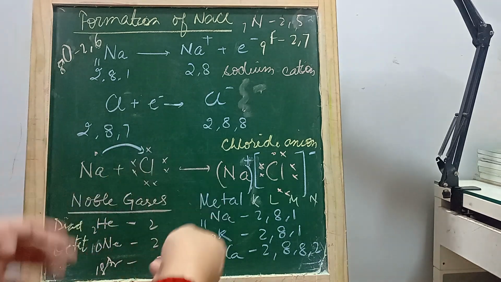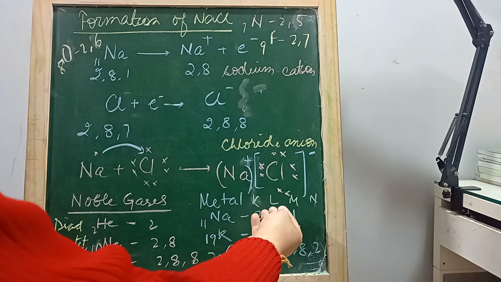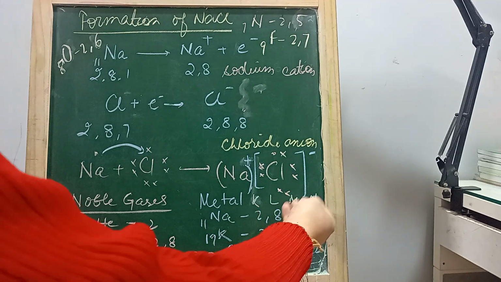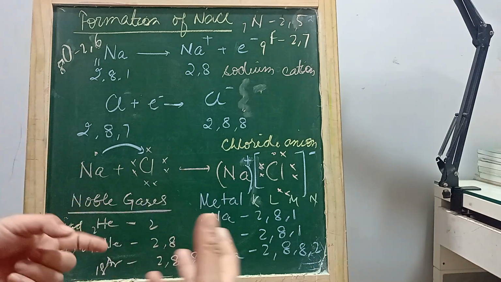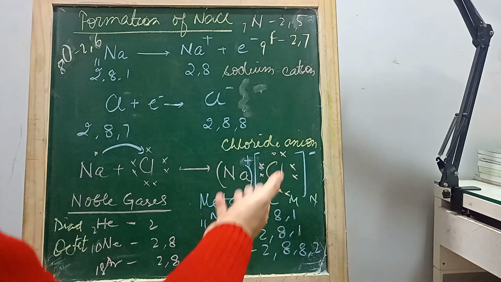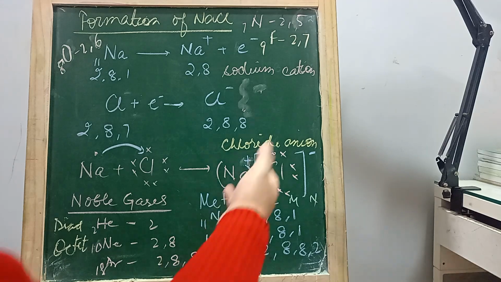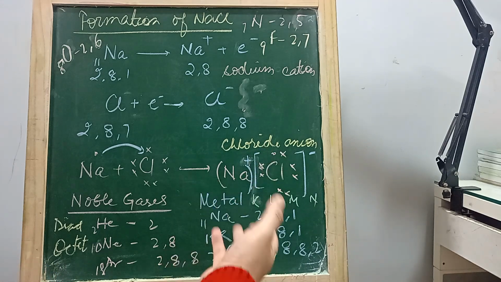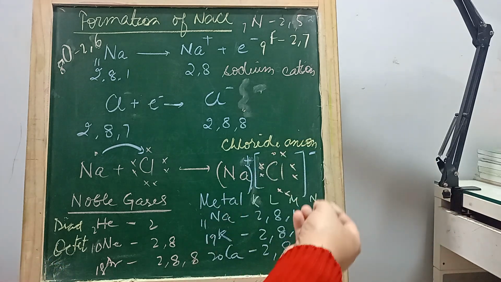You know, in an atom there are different shells known as K shell, L shell, M shell, and then N shell. The number of electrons that can be accommodated in a particular shell is different. For example, in the K shell there can be a maximum of 2 electrons. In the L shell there can be a maximum of 8 electrons, M is 18 and so on.